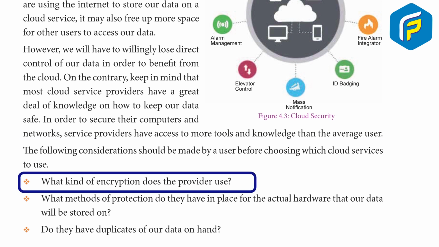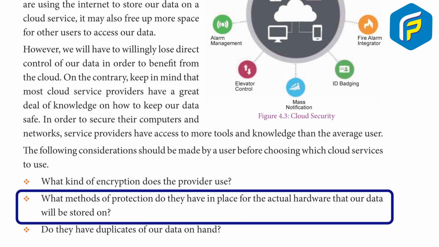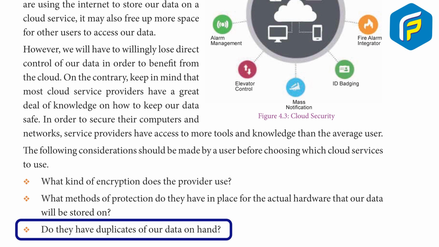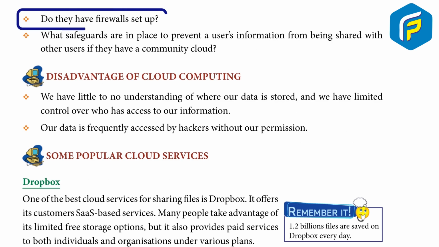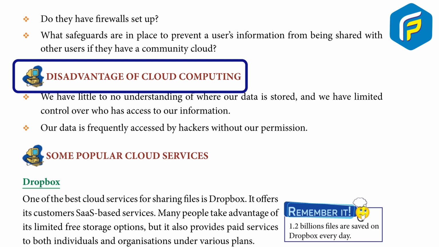What kind of encryption does the provider use? What methods of protection do they have in place for the actual hardware that our data will be stored on? Do they have duplicates of our data on hand? Do they have a firewall set up? What safeguards are in place to prevent user information from being shared with other users if they have a community cloud? Disadvantage of cloud computing.